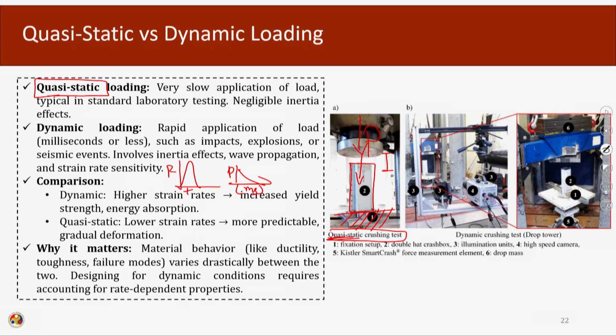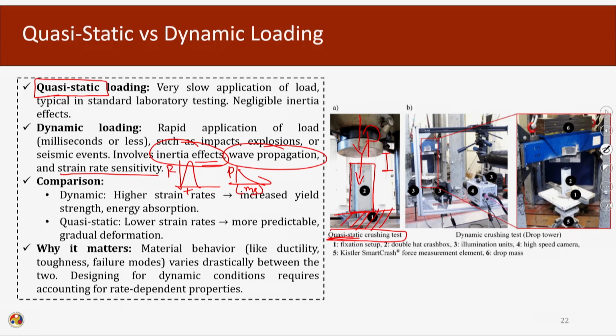So, the rapid application of loads such as impact, explosion or seismic events involves inertia effect, wave propagation and strain rate sensitivity. The mass of the system, that is the inertia, plays a vital role. There is propagation of the shock wave in the material, and the strain rate sensitivity, that is the change in the inherent mechanical properties of the system with the rapid application of the load, plays a crucial role.